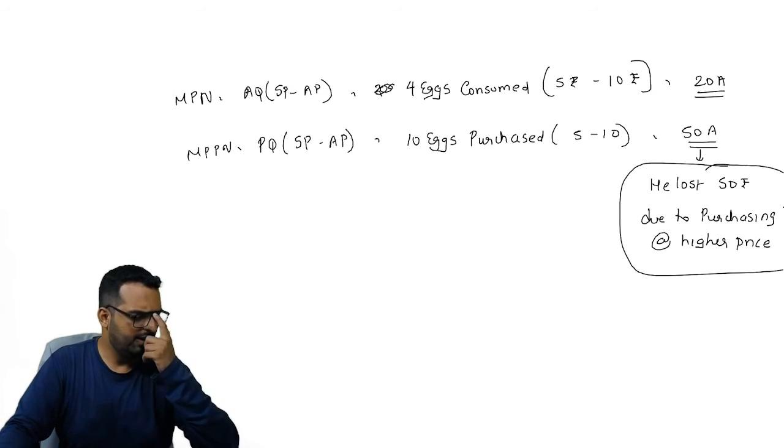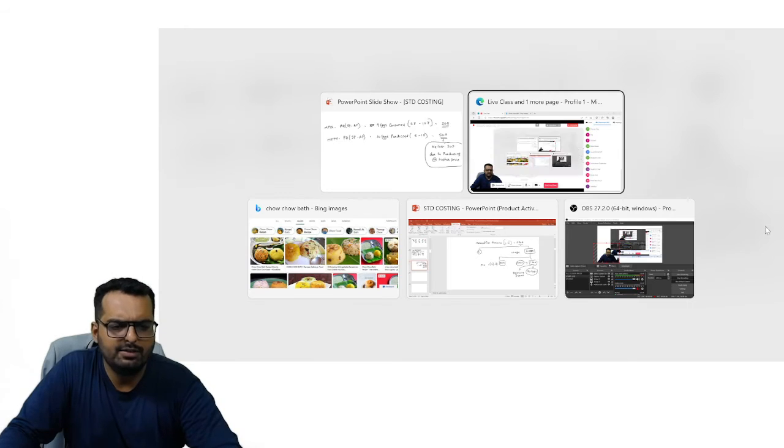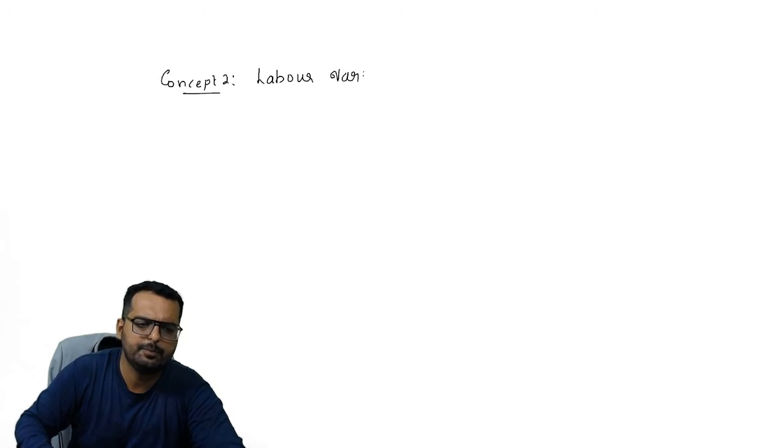All right, friends, are you all done writing this? Fine. So we are done with material purchase also. Let's go to the next concept now. Concept number two, that will be labor variance.